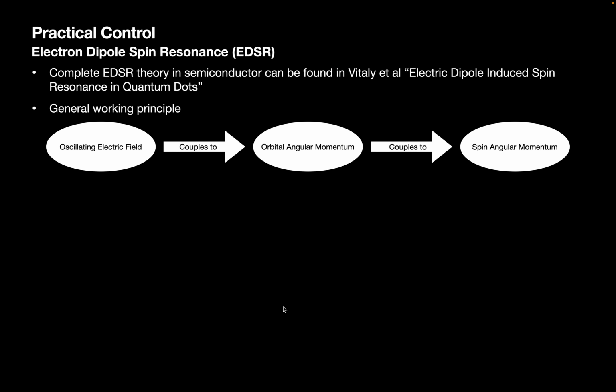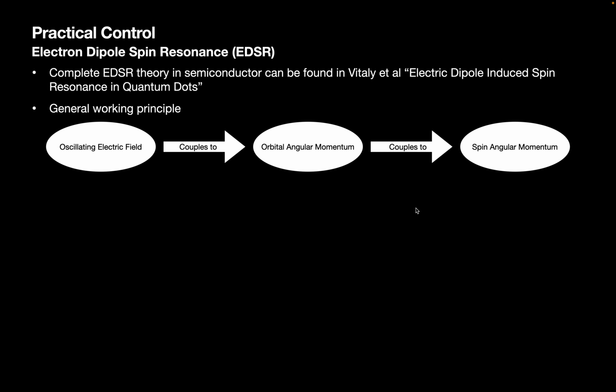So of course that was a very hand-wavy explanation. The full theory is called the electron dipole spin resonance, which is summarized in this paper. What I want to highlight is just the general working principle of EDSR. Why it works is essentially because you have spin-orbit interaction that couples the orbital angular momentum and your spin angular momentum. Although the oscillating electric field doesn't directly act on spin angular momentum, it does act on orbital angular momentum, which in turn drives the spin angular momentum.